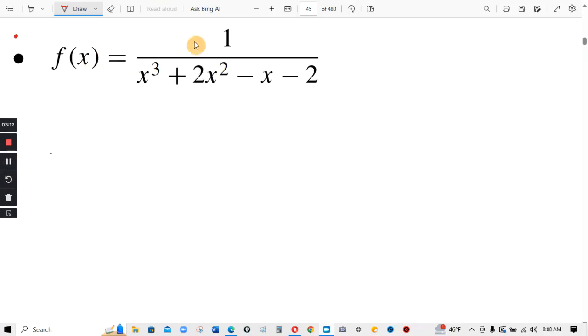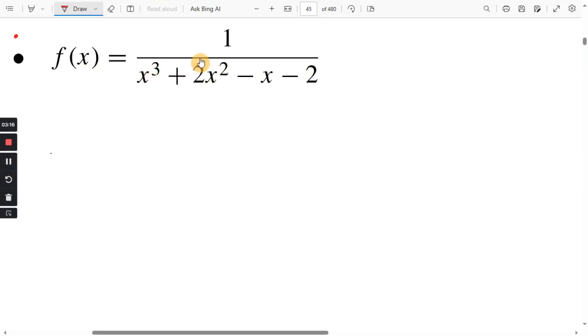All right, please pause and try this one here. I'll give you a hint. This denominator, you want to take this denominator and factor. Use factor by grouping. Set it equal to 0 and see which numbers you get. Those are the numbers that x cannot be.